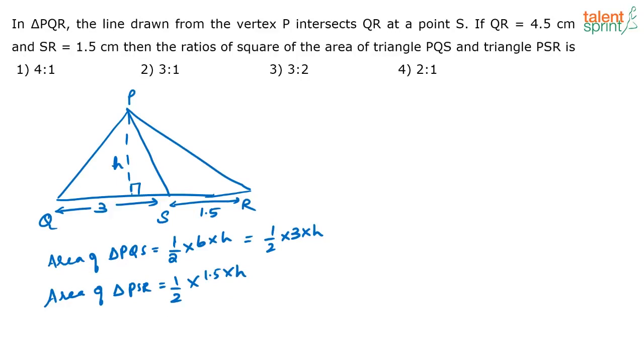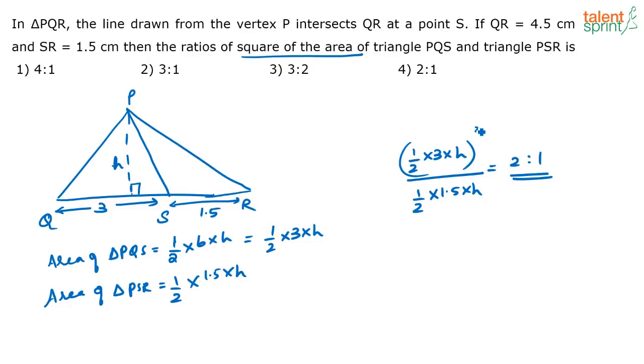So when I find out the ratio between the area of the two triangles, what do you get? 1 by 2 into 3 into H divided by 1 by 2 into 1.5 into H, that is equal to 2:1. Okay, that is what we get. But here what we have to notice is they are asking the ratio of the square of the areas. We missed that, no, that's why we are getting the answer as 2:1. Ratio of the square of the areas of the triangles will be the square of this, no. We didn't do that. That's where a lot of you gave me the answer as 2:1. I think that was where we made the mistake.